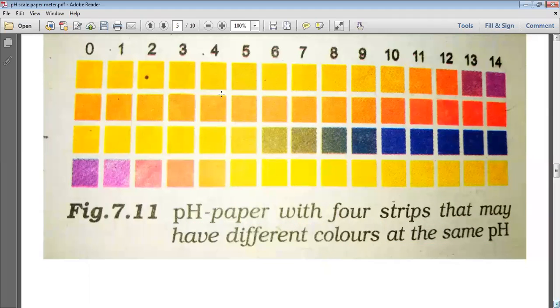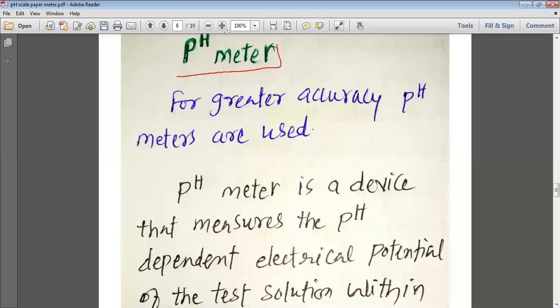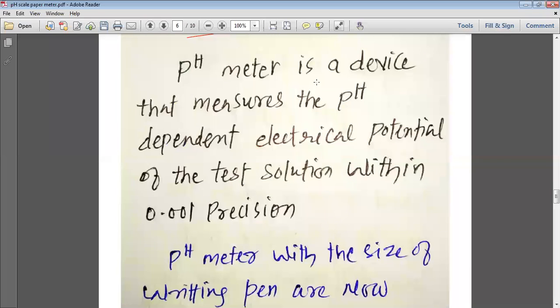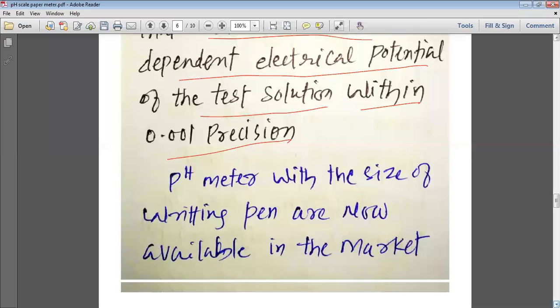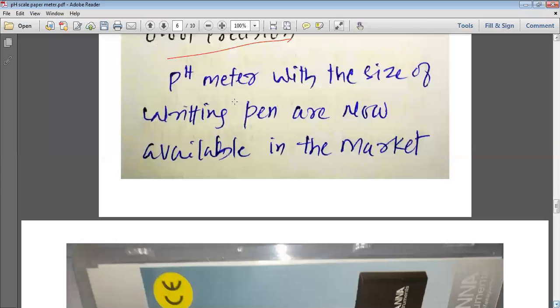Let us study about pH meter. There is a device which is also known as the pH meter. For greater accuracy, pH meters are used, my dear students. A pH meter is a device that measures the pH dependent electrical potential of the test solution within 0.001 precision. pH meters the size of writing pens are also available in the market.